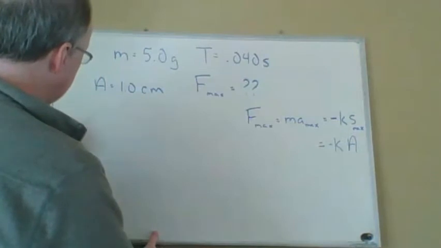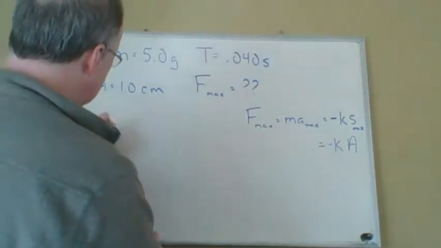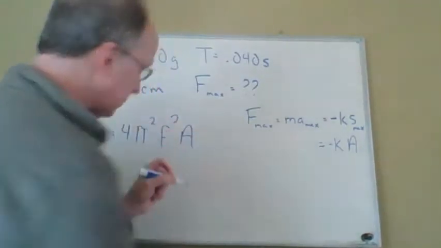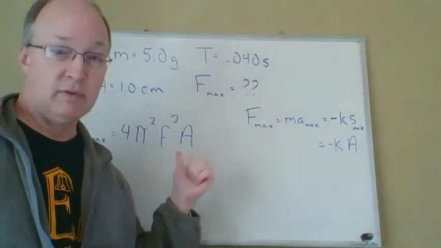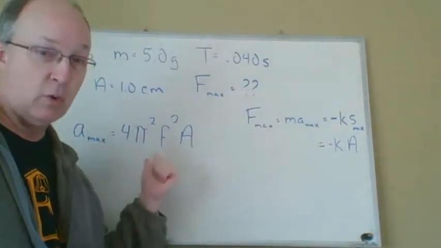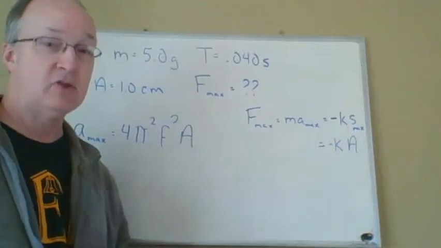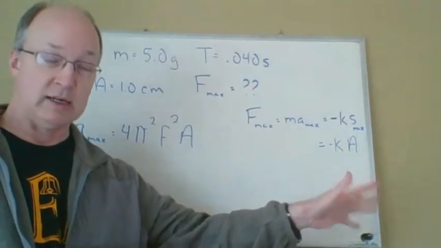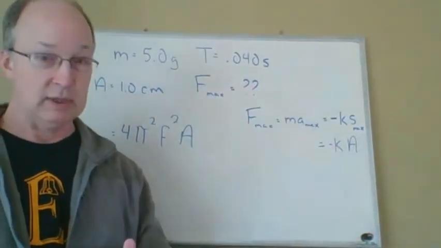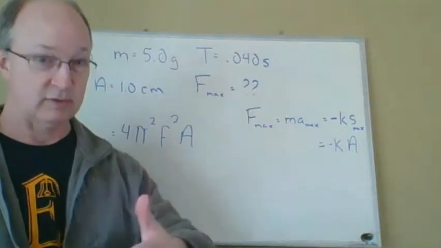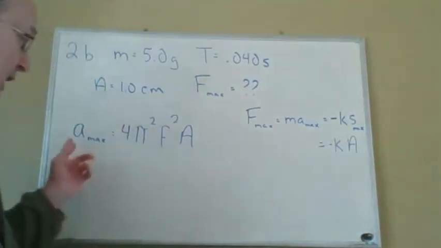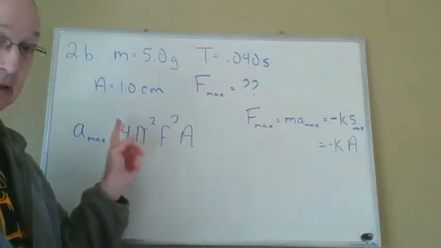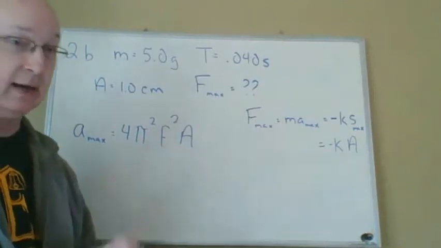I know that the maximum acceleration is equal to this. This should be one of the equations. A max equals 4 pi squared f squared A. That should be one of the equations you've got in that toolbox of equations that we were keeping track of on the board at school, and that you should absolutely have at your disposal when we are doing an assessment this Friday and next Monday. A max equals 4 pi squared f squared A, where this f is lowercase f, the frequency, and this, of course, is the amplitude.